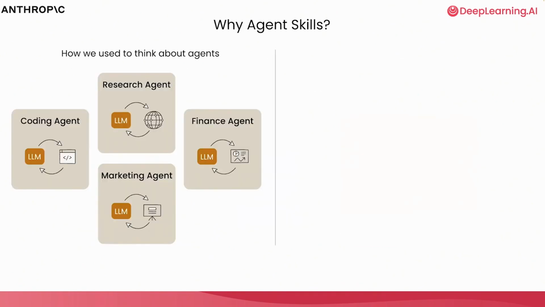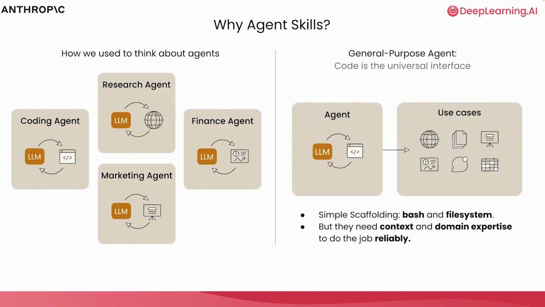To give some more idea of why we bring agent skills into the mix when we're building our own agents, the way that we used to think about building agents centered around agents with a single purpose: coding, research, finance, marketing, and much more. These domain-specific agents had a particular set of tools and the context needed to perform the task. But as we started to build more of these single-purpose agents, we started to realize that under the hood, all that they really need is a simple scaffolding. Underlying tools like Bash and a file system to find, edit, modify, execute, and perform whatever tasks are necessary.